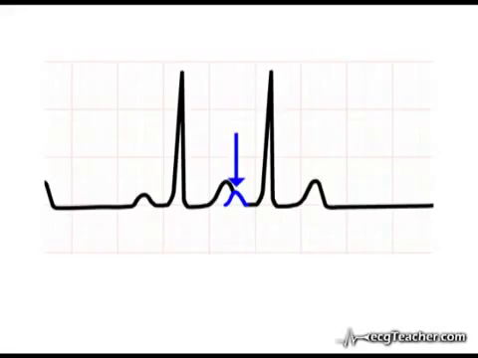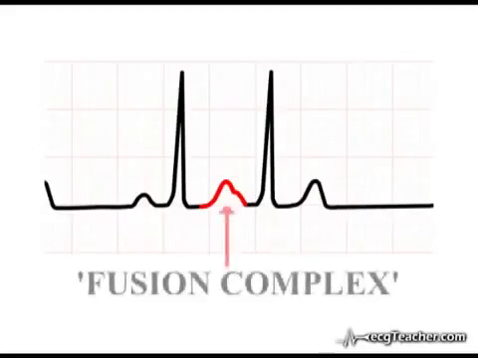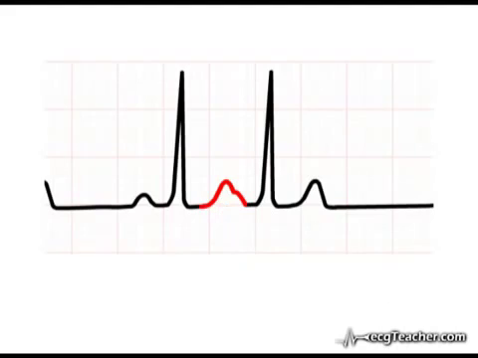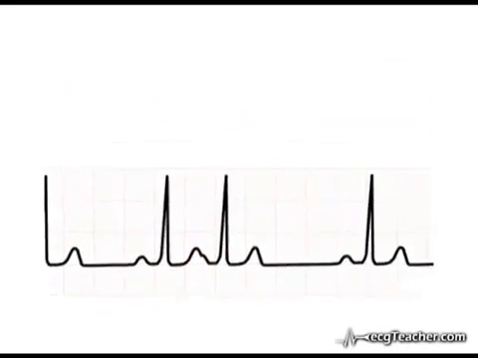This is an example of fusion. Two electrical events in the heart have occurred at the same time and are recorded by the ECG machine. Their composite effect on the readout produces a fusion complex, which differs in morphology from the surrounding normal complexes. The effect can be much more subtle than shown here.